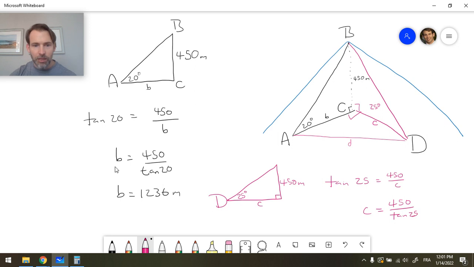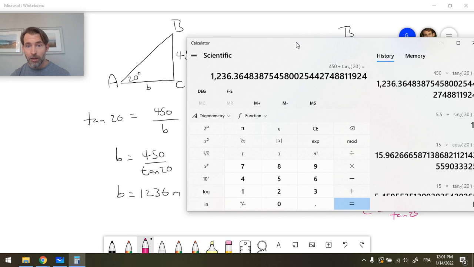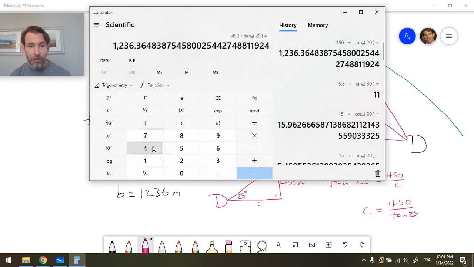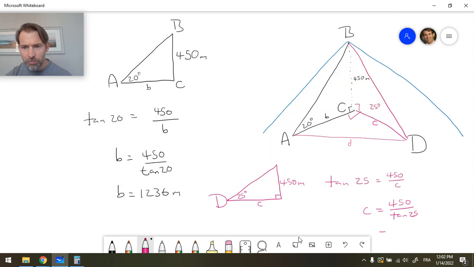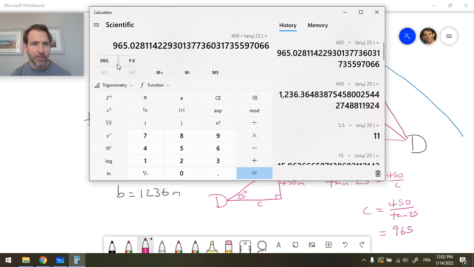I'm expecting C to be significantly shorter than B, maybe even below a kilometer. Okay, let's find out. Move the calculator. 450 divided by the tangent of 25. I've really made friends with this calculator during distance learning. There it is, just below a kilometer, like I guessed. I make these guesses frequently. I'm sometimes really surprised and sometimes really pleased with my guesses, and there's an example where I'm quite pleased.